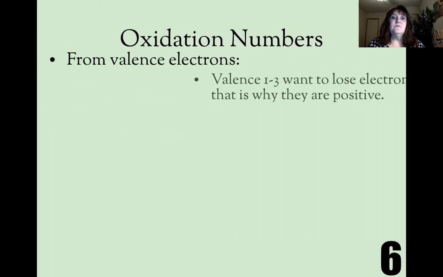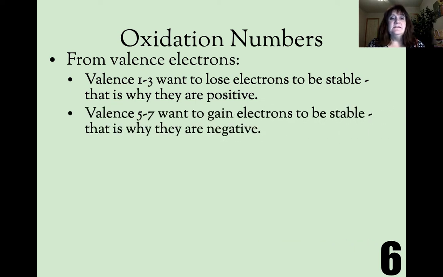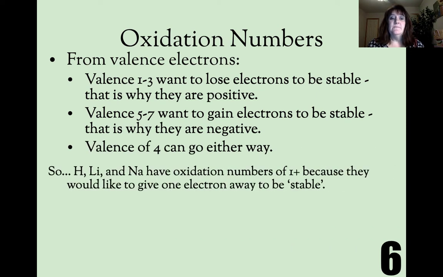Now, oxidation numbers come from the valence. So if you didn't catch that, valences 1 through 3 want to lose their electrons in order to become stable. That's why they're positive. Valences of 5 through 7 want to gain their electrons to become stable. That's why they're negative. A valence of 4 can go either way.